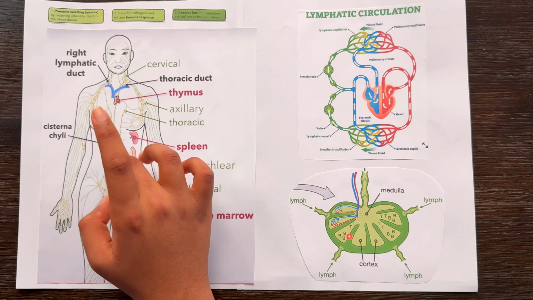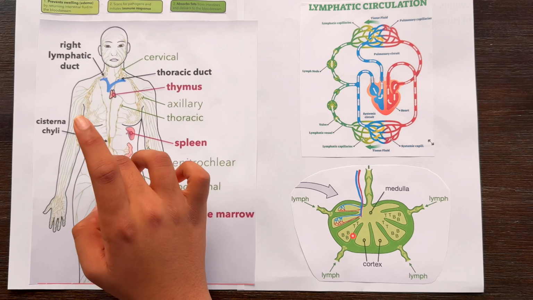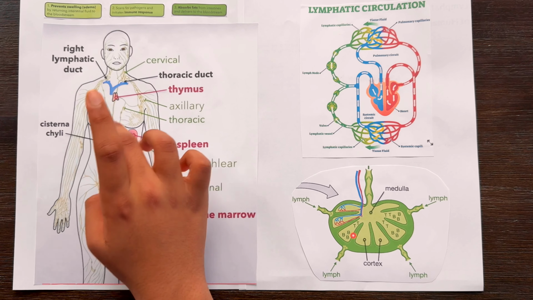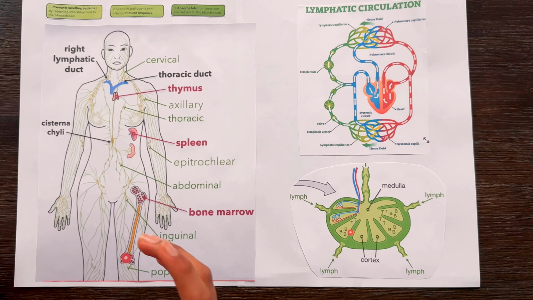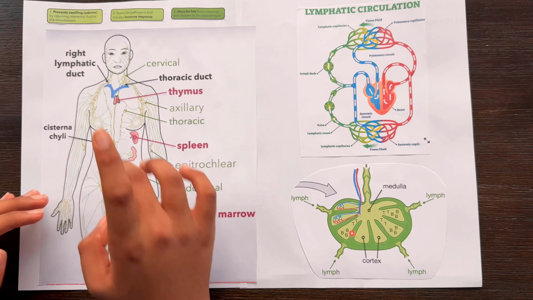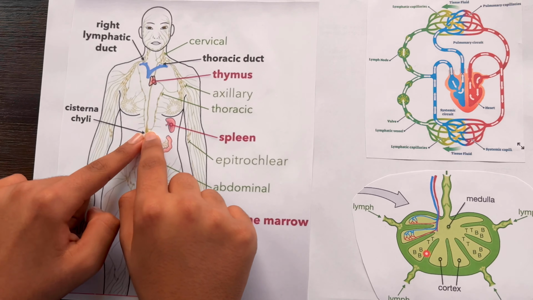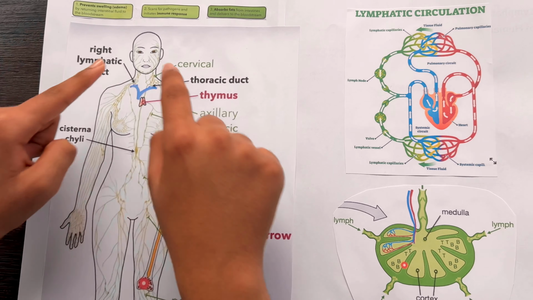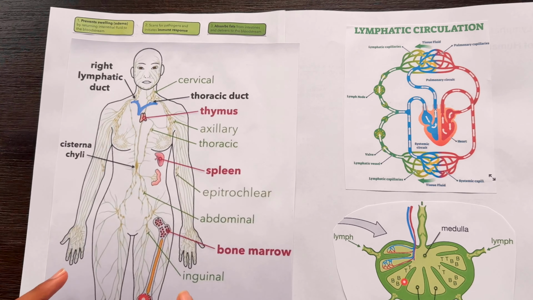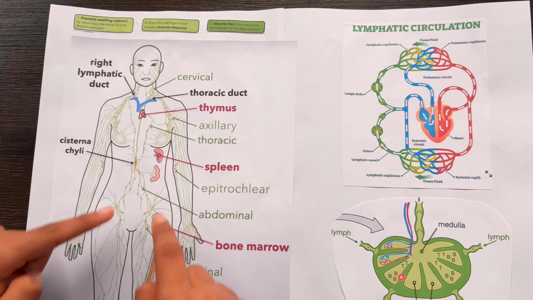Next over here, we have the cisterna chyli. The cisterna chyli is basically the main point where all of the lymphatic vessels match up in the middle. So all of these lower lymphatic vessels over here match up in the middle and are then passed over to the upper part. And the same thing with the upper part: they match over here and go to the lower part.